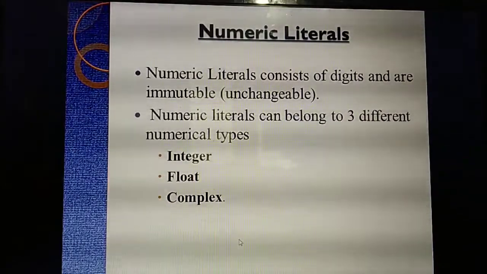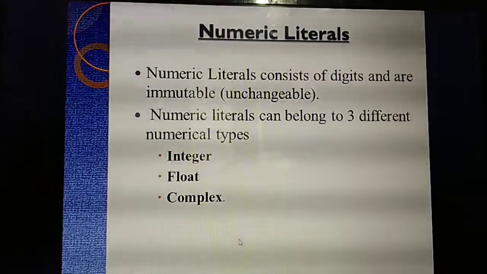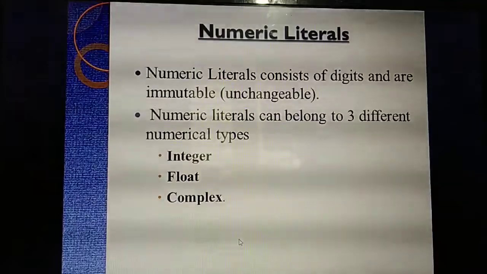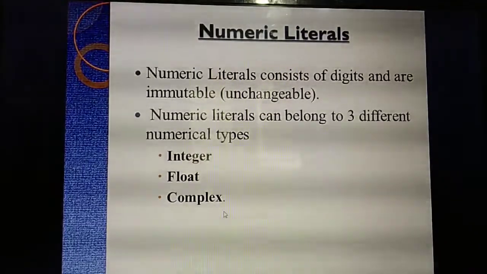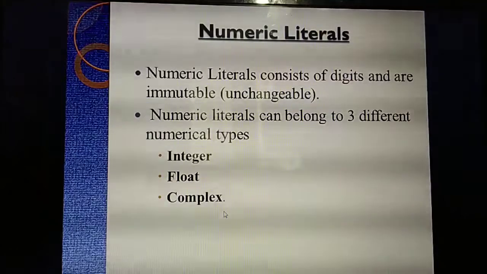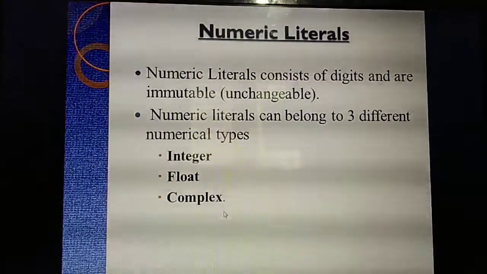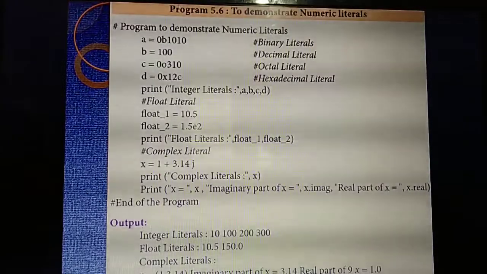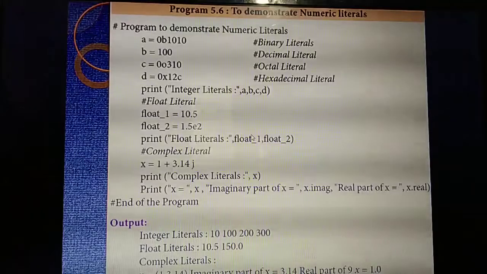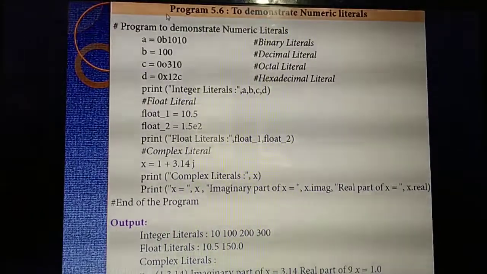So here, numeric literals belong to 3 types. How many types of numeric literals are there? 3. What are they? Integer, float and complex. So what are the types of numeric literals? Integer, then float and complex. Okay, listen. For that, they have given an example program to illustrate numeric literals.